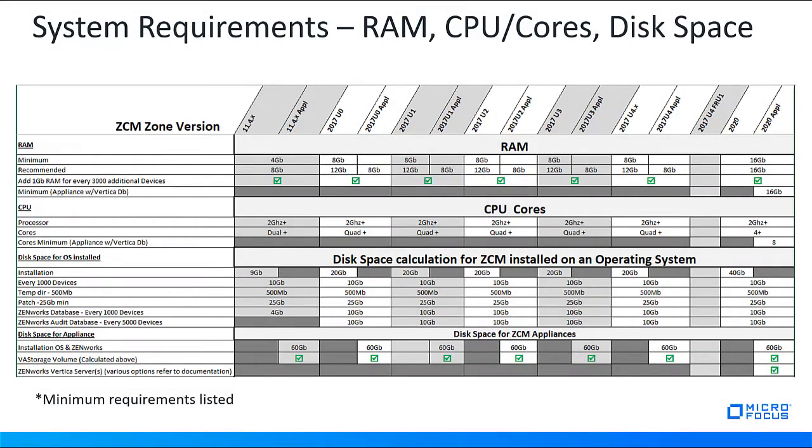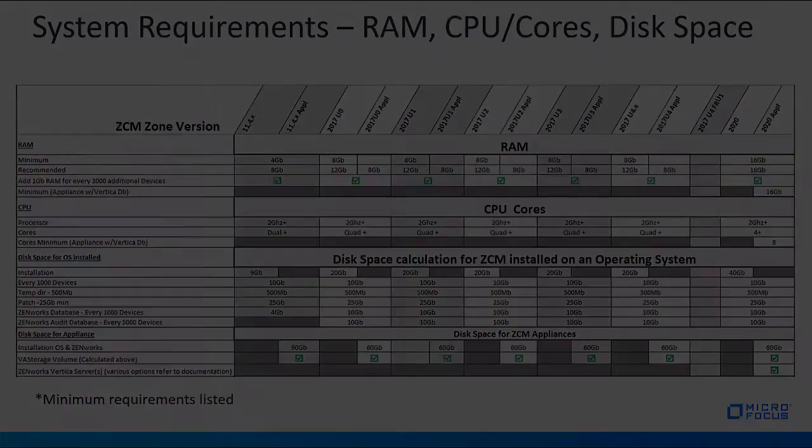System requirements for RAM, CPU cores, and disk space. This hasn't changed too much until you get to 2020. You can see pretty much it changed from 11.4 to 2017, and then moving from 2017 to 2020 it changed again for at least the minimum and recommended RAM. Part of that is due to the Vertica database. And then the disk space needed for installations hasn't changed too much, but double check on this or the documentation to make sure that you're within specifications.